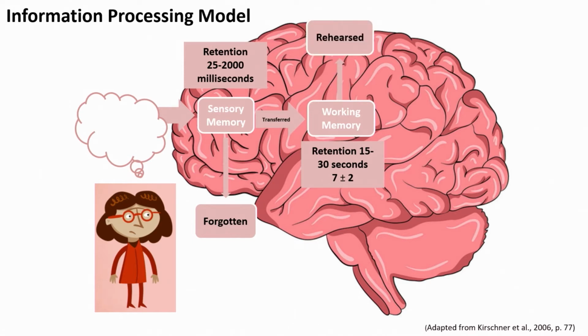You've got to rehearse it. Keep it in my mind. Do something with it. Think about it. Otherwise, you forget it. And the trouble is we can only remember between 7 plus or minus 2. So it's hard for us to remember all this.